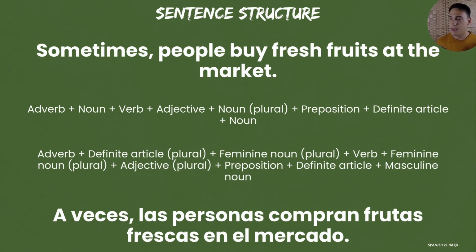Let's keep analyzing. Sometimes, a veces, las personas compran frutas frescas en el mercado. What do you see here? What are the main differences? Yeah, in English, the noun there is plural once, although it's plural I guess by default, but plural fruits, it's in there just once, one plural. In Spanish, no way, man. We have to make the definite article plural. We have to make the feminine noun plural, the other feminine noun plural, and the adjective has to also match that plural. So a lot of differences already.